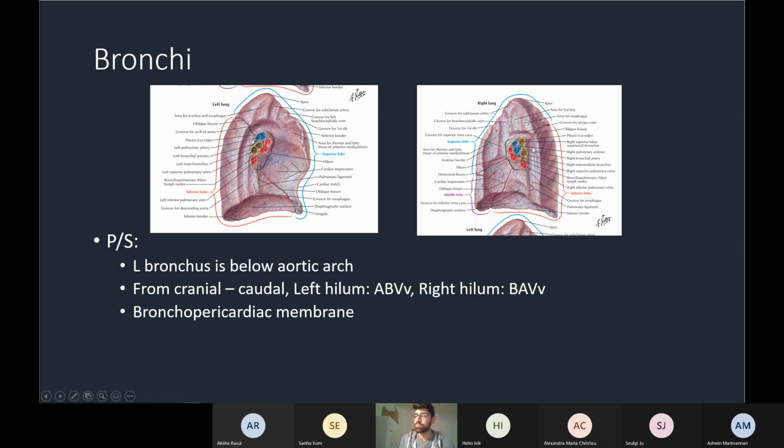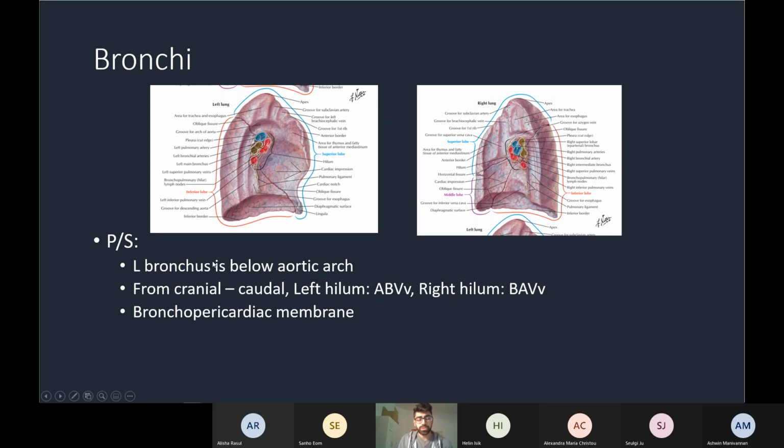In contrast, in the right lung we have the bronchus, which is generally the most cranially located structure, B. Then we have the pulmonary artery. Then we have the pulmonary veins. So the pulmonary veins are always located at the bottom, but the positioning of the artery compared to the bronchus is what changes, basically.